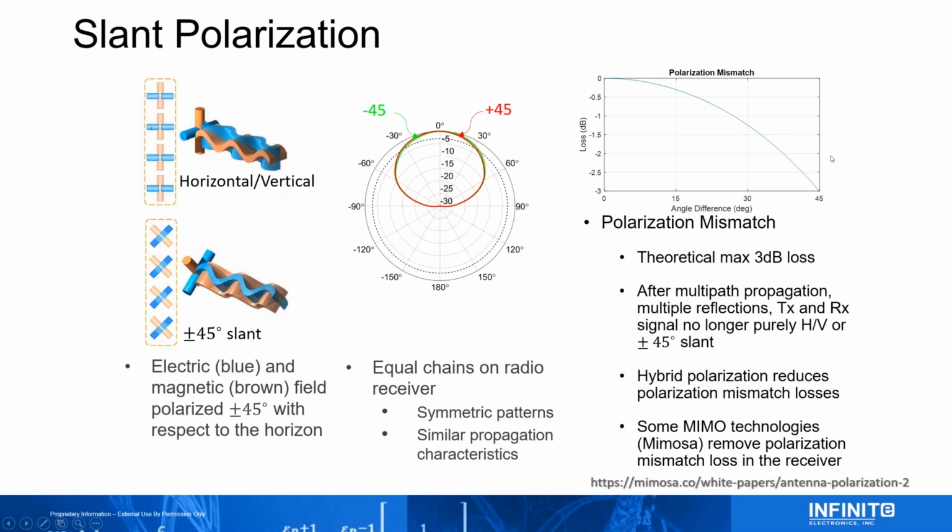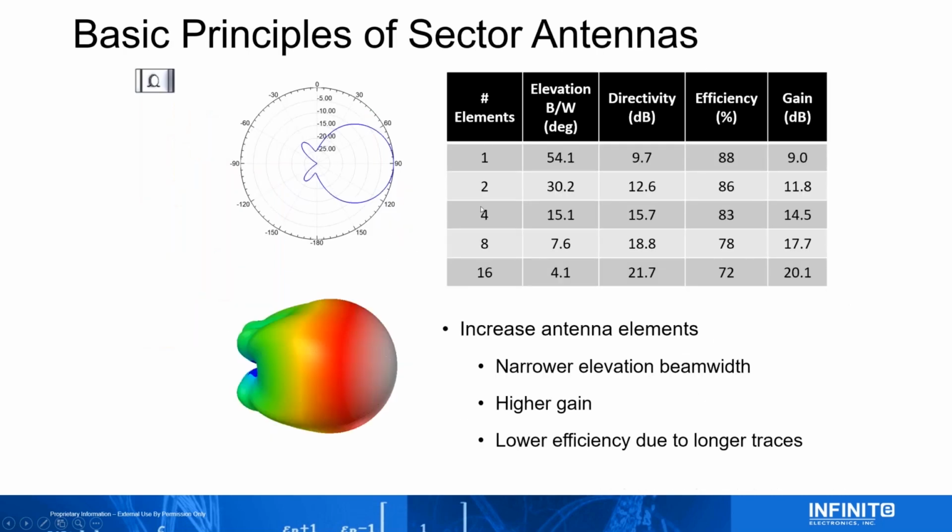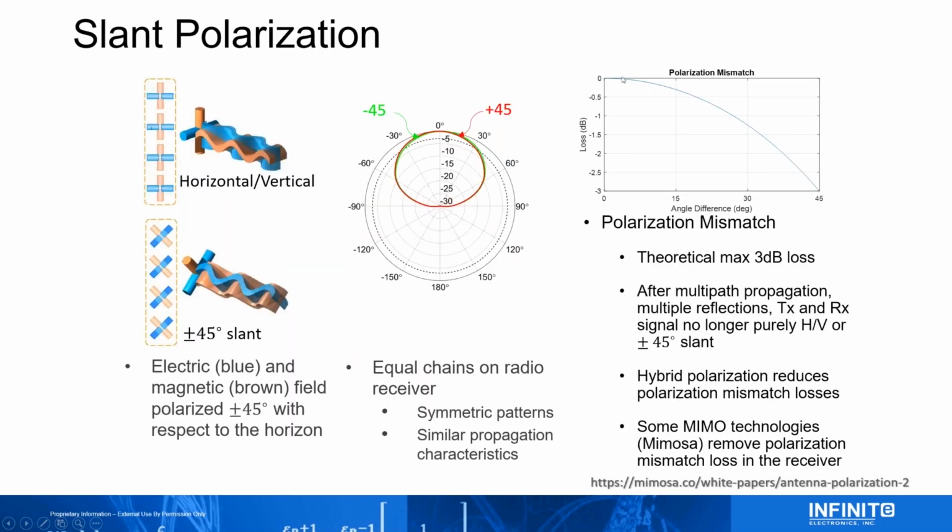Now, another thing that's neat about ±45 is it propagates really nicely in non-line-of-sight applications. That's why in LTE and in a lot of the cellular world, you'll see an antenna and it'll say it's 45 slant. The cellular guys, with your PCS and AWS bands many years ago, went away from H and V just because they found that it propagates so much better in all these multipathing scenarios.